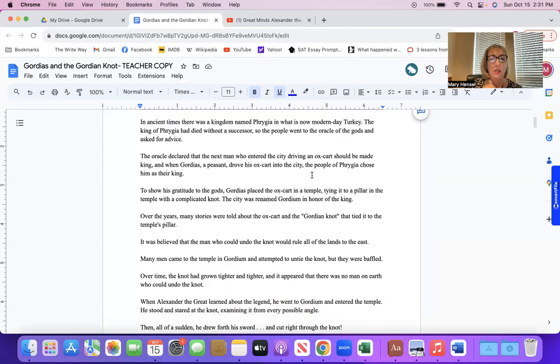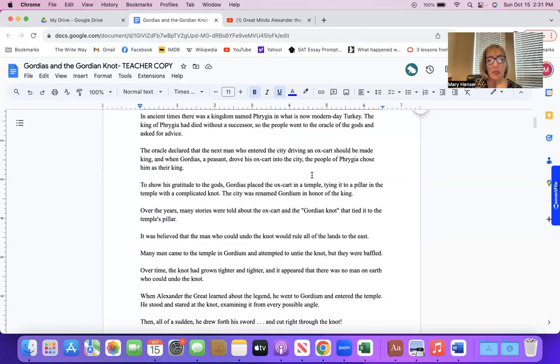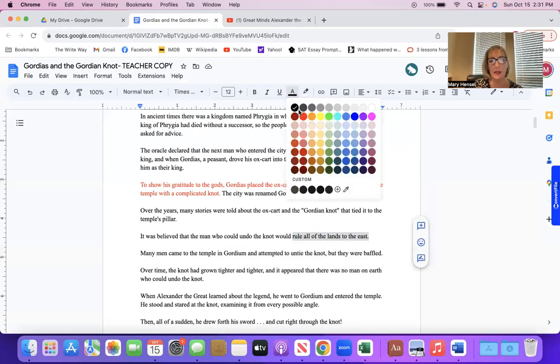And when Gordias, a peasant, drove his ox cart into the city, the people of Phrygia chose him as their king. To show his gratitude to the gods, Gordias placed the ox cart in a temple, tying it to a pillar in the temple with a complicated knot. So this is going to be really important here. The city was renamed Gordian in honor of the king. Over the years, many stories were told about the ox cart and the Gordian knot that tied it to the temple's pillar. It was believed that the man who could untie the knot would rule all the lands to the east. This is going to be important too.